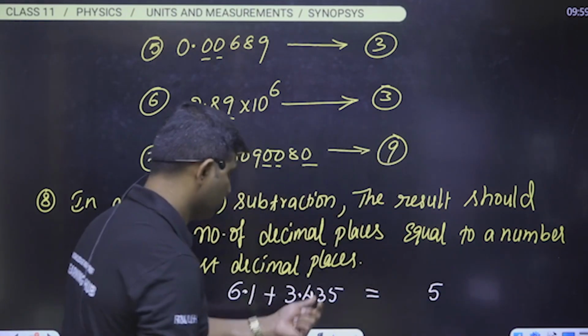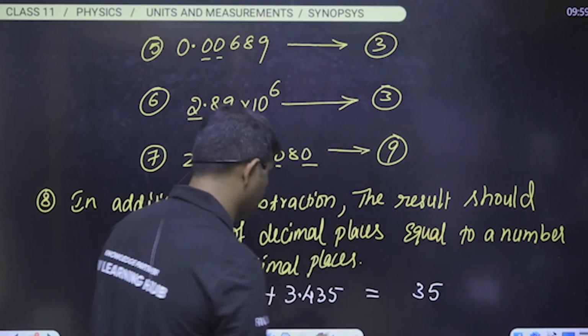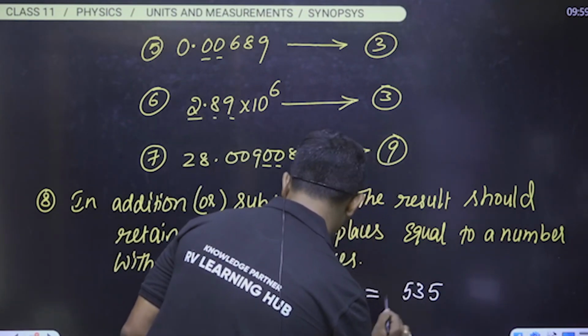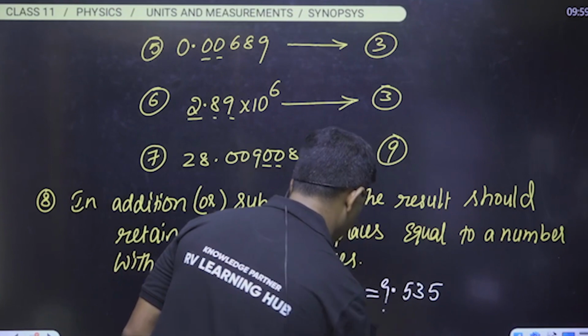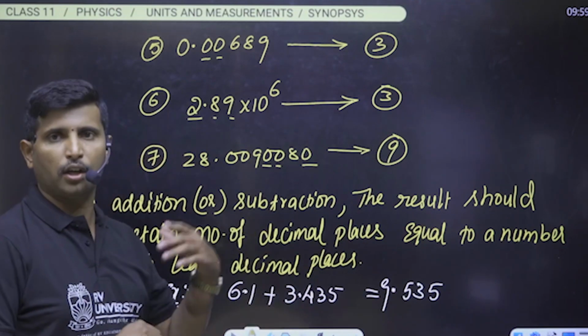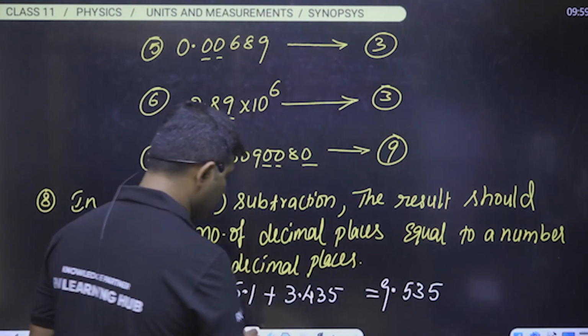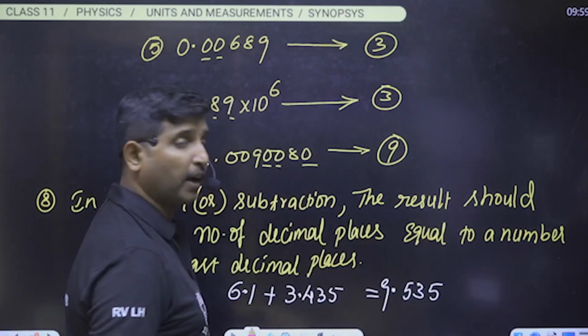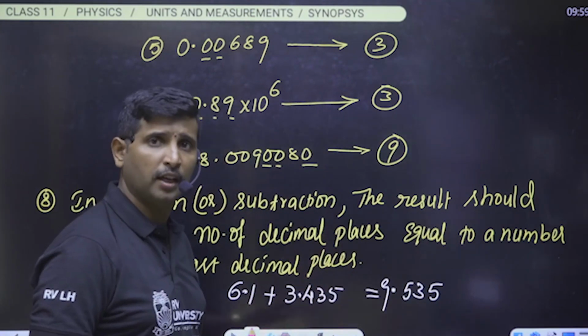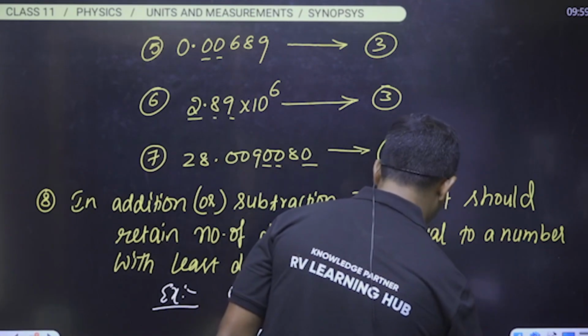Add 5 and 3, and again 5 plus 0.9 gives 9.535. You will get it. But how to write the result? How can we express the final result? Which can be written as, see here.